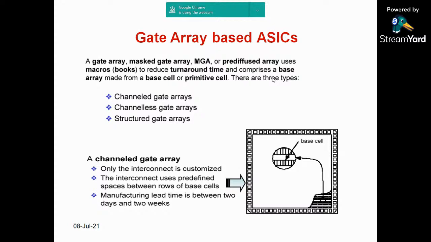So we have channel-less structured gate arrays, and there are different channeled gate arrays. We have a channel for routing. There will be a row of gate array, then a channel, a space where the wire interconnections will flow, then the next set of gate arrays. In a channel-less gate array, there is no channel. You need to do over-the-top routing, on top of the cells. So these are the different forms of gate array based ASIC.